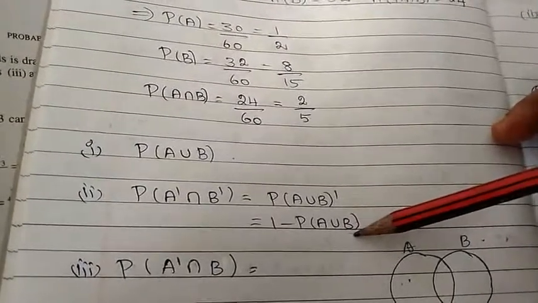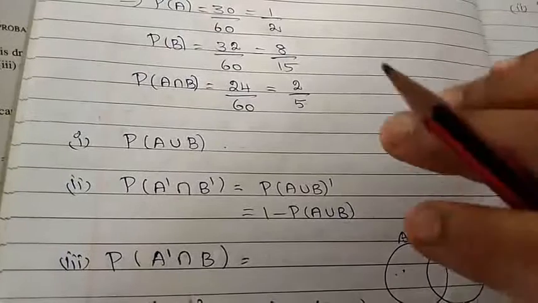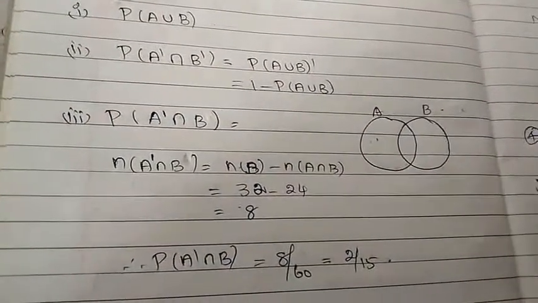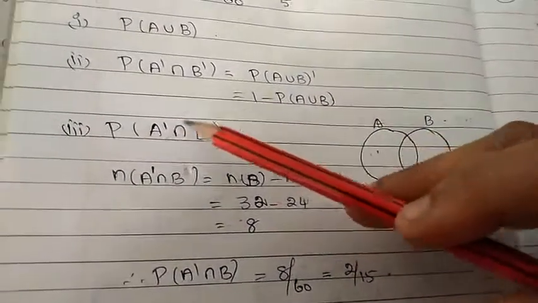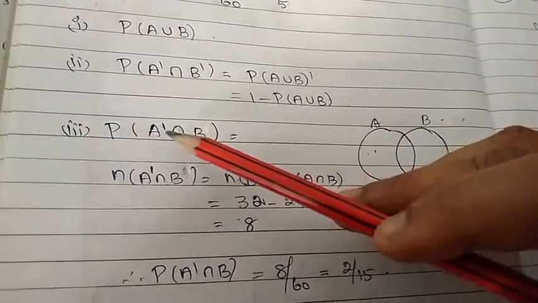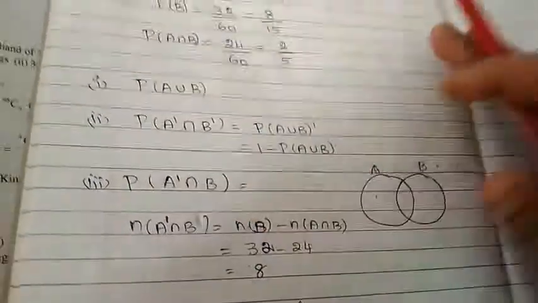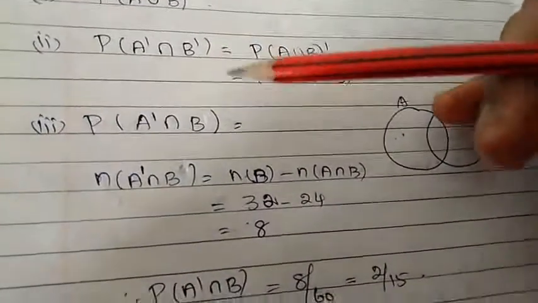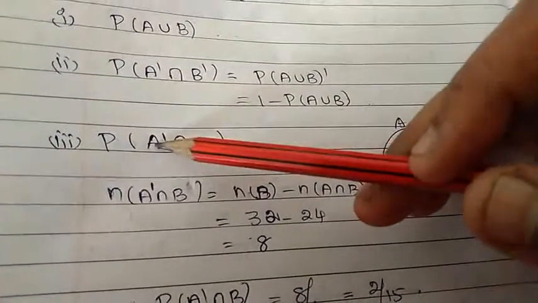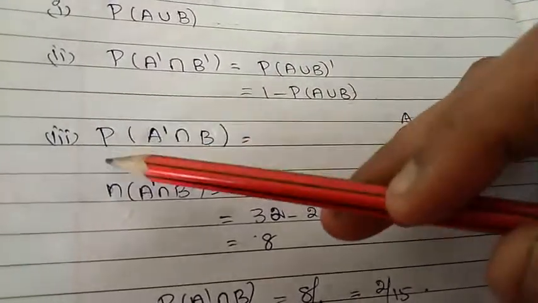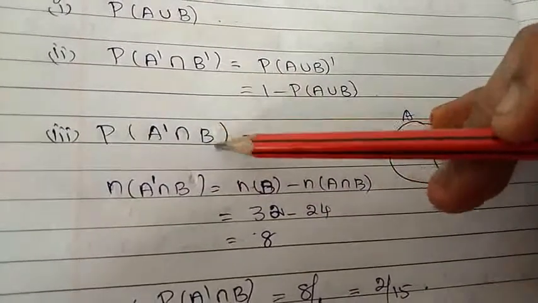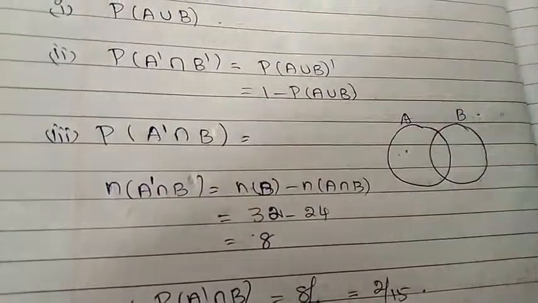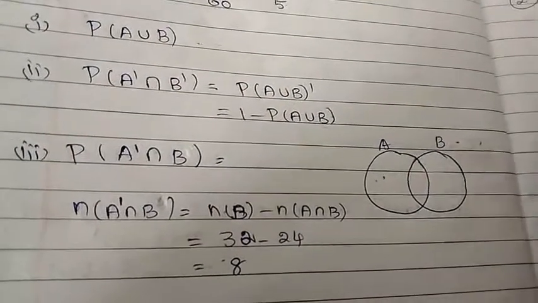The third subdivision is the student has opted NSS but not NCC. We have taken NCC as A and NSS as B. So they have given you opted NSS but not NCC. Not means A complement, so P of A complement intersection B. We have to find N of A dash intersection B first.